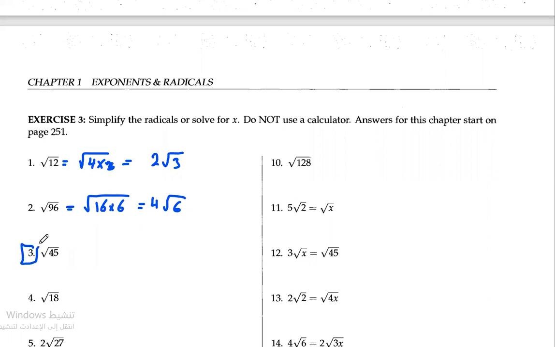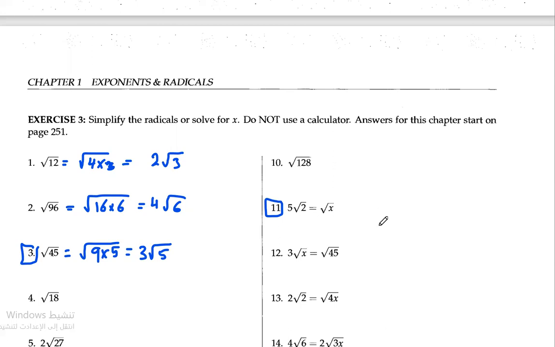Okay, can you do it? Number 3, Zainab. Right. 45 is basically 9 multiplied by 5, and the square root of 9 is 3, so it's going to be 3 square root of 5. Right, correct. Good job. Okay. How do I find x? Like this. Number 11. 5 square root of 2 equals square root of x. How do I find x?